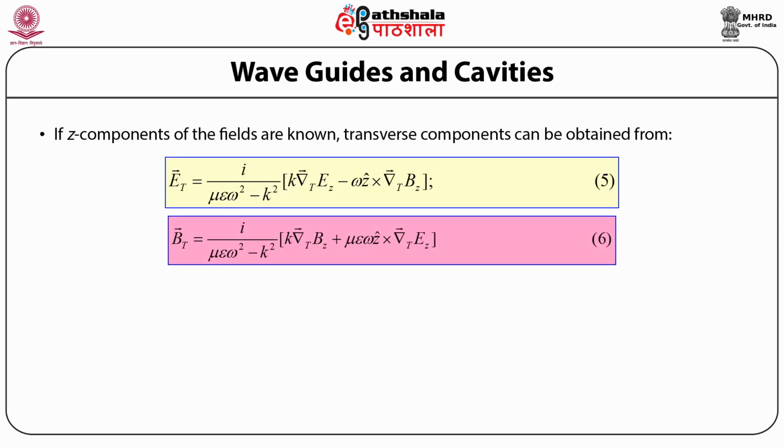Similarly, the transverse component of the magnetic field induction vector B is equal to i upon (mu epsilon omega squared minus k squared) times [k times the transverse component of the del operator acting on the z component of B, plus mu times epsilon times omega times the cross product of the unit vector z with the transverse component of the del operator acting on the z component of the electric field Ez].